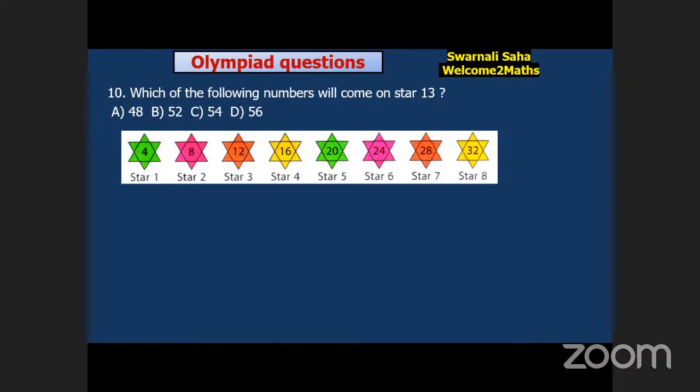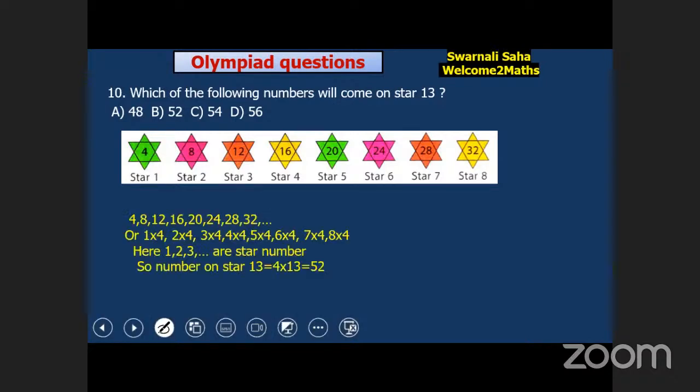$52. Okay, let's check this. You see, we have to multiply the star number with the star. You see, 4, 8, 12, 16. These are all the numbers, and the number of stars is 8.